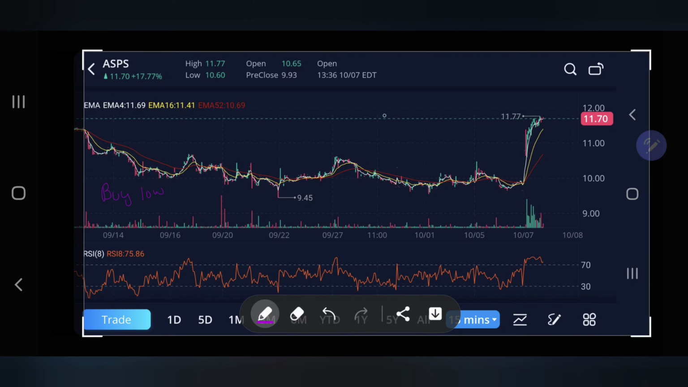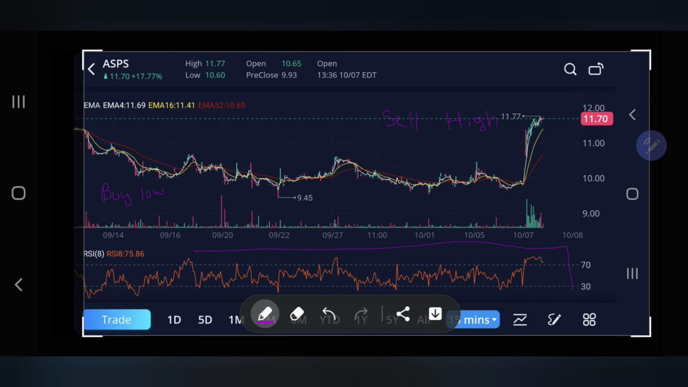So you always want to buy low at the lowest point, and then you always want to sell high. Okay, and the way that you would know when it's low or when it's high is by using an RSI, which is located at the very bottom of my chart. It's in an orange color. I'm going to line that out for you now.